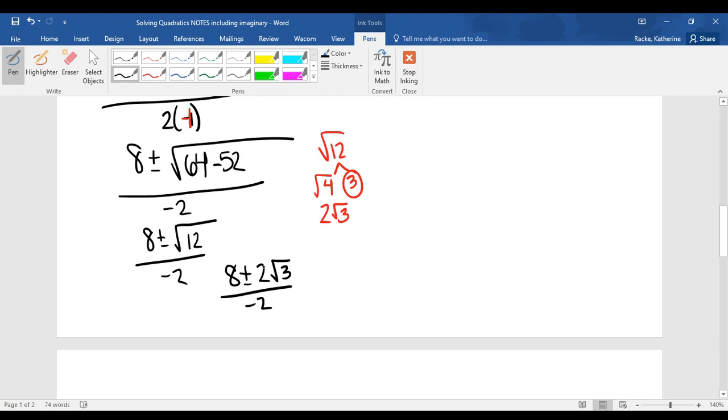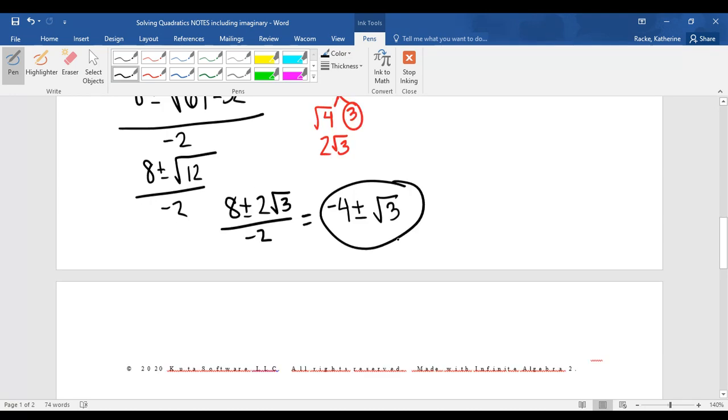I can do 8 divided by -2, and I can also do 2 divided by -2, so I'm going to simplify that. 8 divided by -2 is going to give me a -4. Plus or minus 2 divided by -2 gives me 1. So you can write the 1 there or not. It's totally up to you. So that would be your final answer.